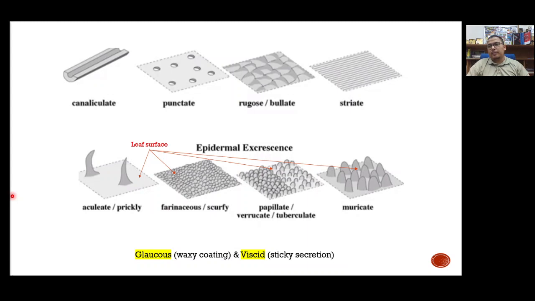Sometimes in terms of the surface, it's very hard to look at with your naked eyes. You need a microscope, or probably SEM, to look at these features. Some leaf surfaces can be glaucous, which has a waxy coating, and you can also have viscid, which is a sticky secretion on the leaf.